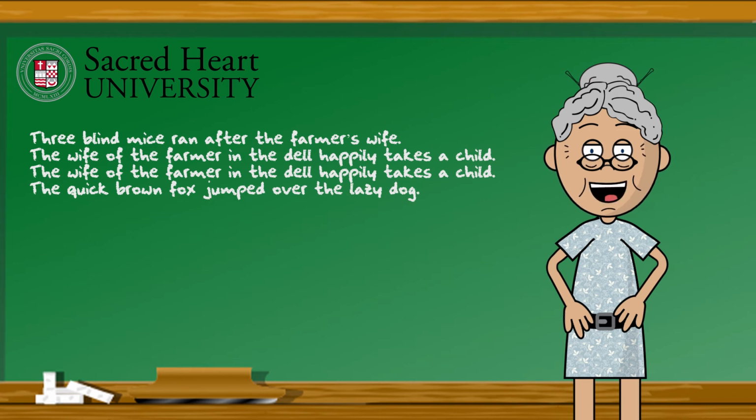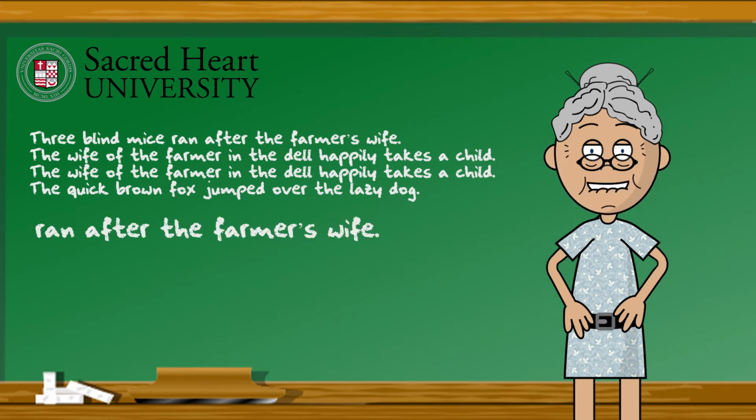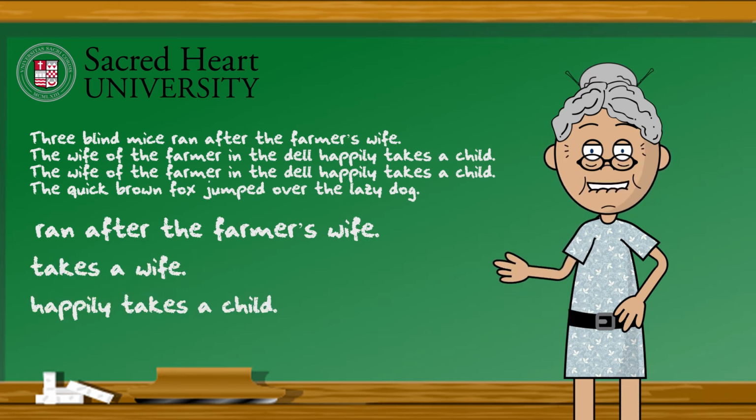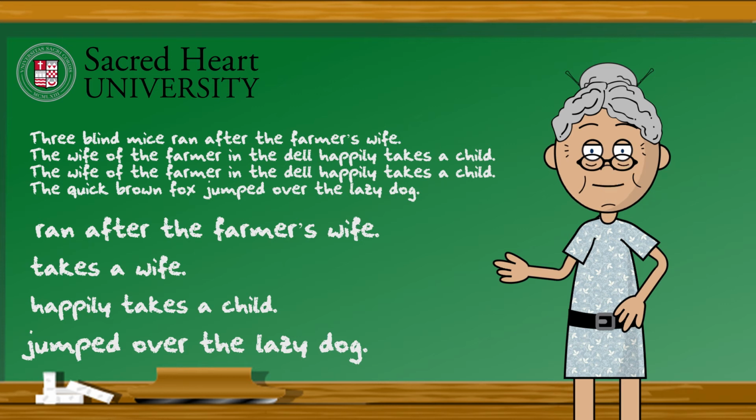The farmer in the dell takes a wife. The wife of the farmer in the dell happily takes a child. The quick brown fox jumped over the lazy dog. Now, if you said, ran after the farmer's wife, takes a wife, happily takes a child, and jumped over the lazy dog, good for you! You're getting the hang of it.